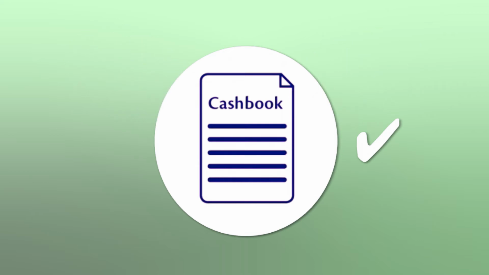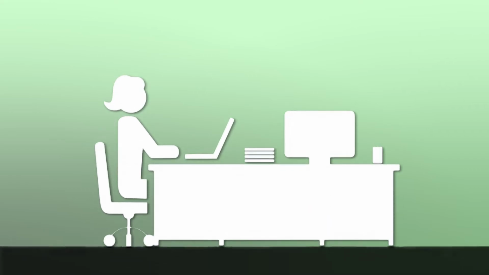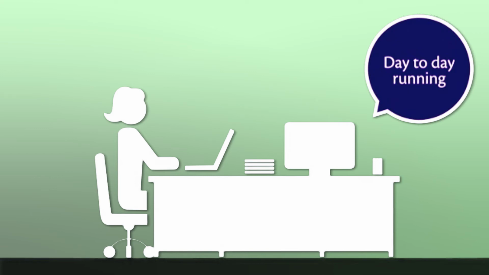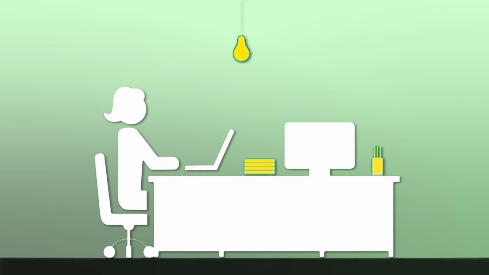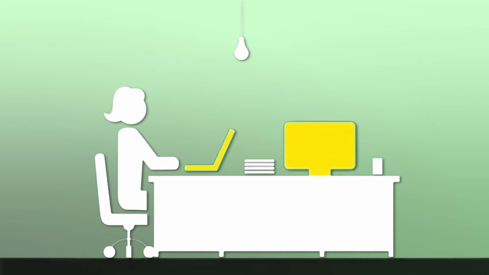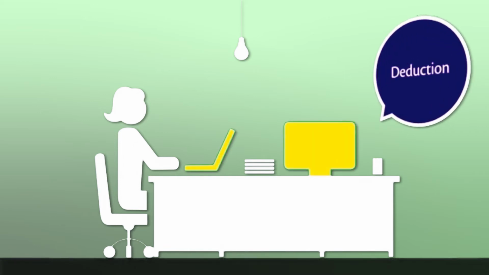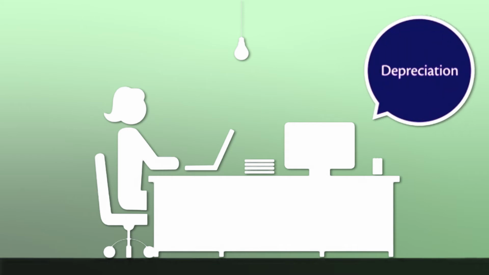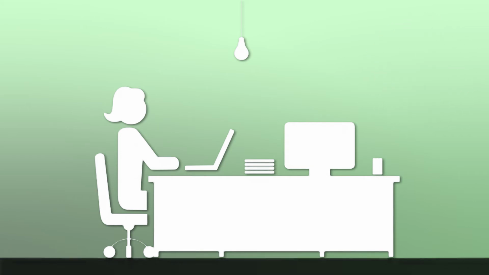To explain the difference between revenue expenses and capital expenses, let's have a look at Mata's office. Revenue expenses are incurred in the day-to-day running of the business, like stationery, rent, power and communication costs. Capital expenses are big-ticket items that you keep in your business for longer than a year. Common examples include computers, motor vehicles and machinery. You can't claim a deduction for a capital expense. Instead, you claim depreciation.